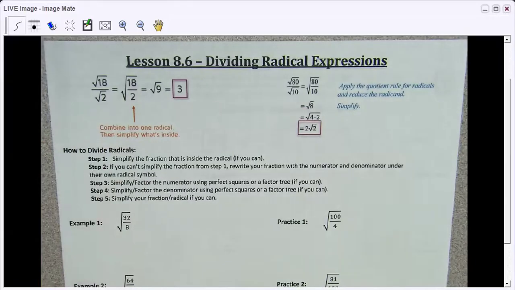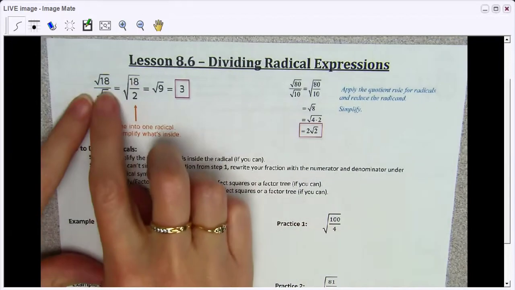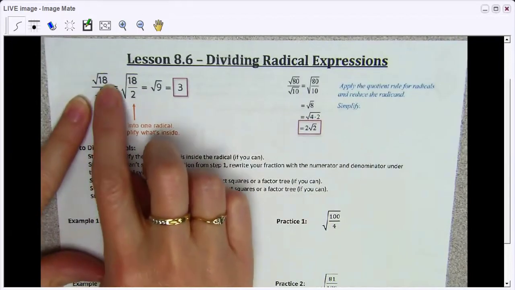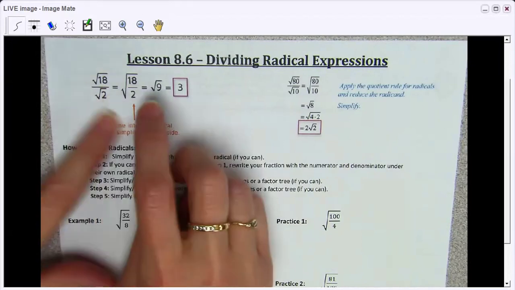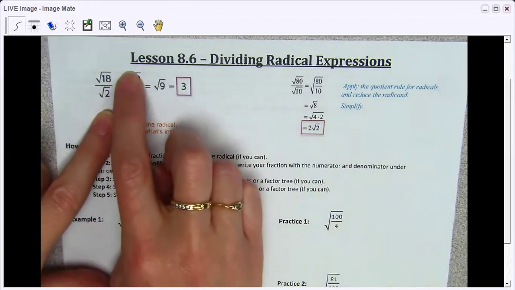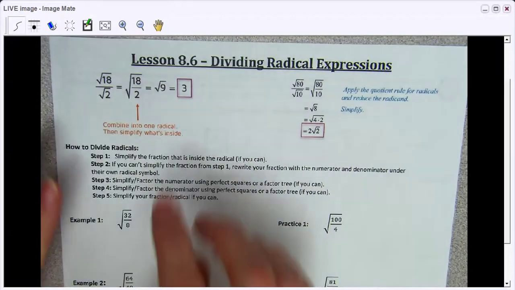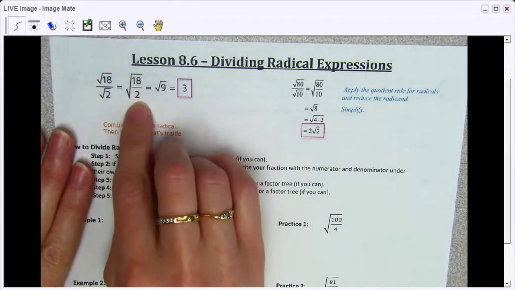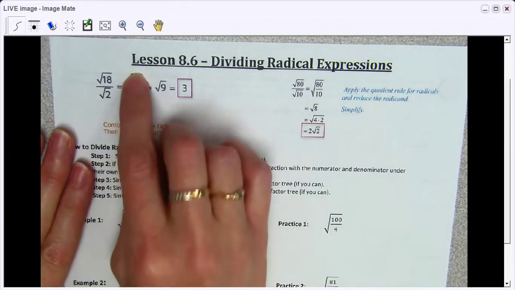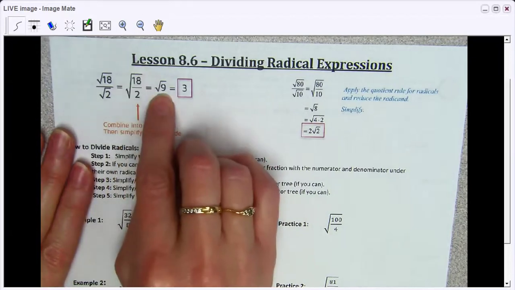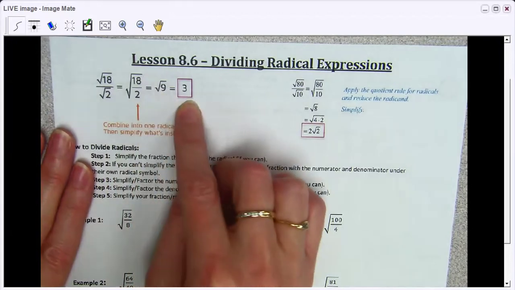This lesson, 8.6, is dividing radicals. Whenever you are dividing radicals, if you look at this one right here, the square root of 18 divided by the square root of 2, you could always put the whole thing underneath one radical, just like we do in multiplying. In this case, you can put it under one radical. 18 divided by 2 is 9, and the square root of 9 is 3.